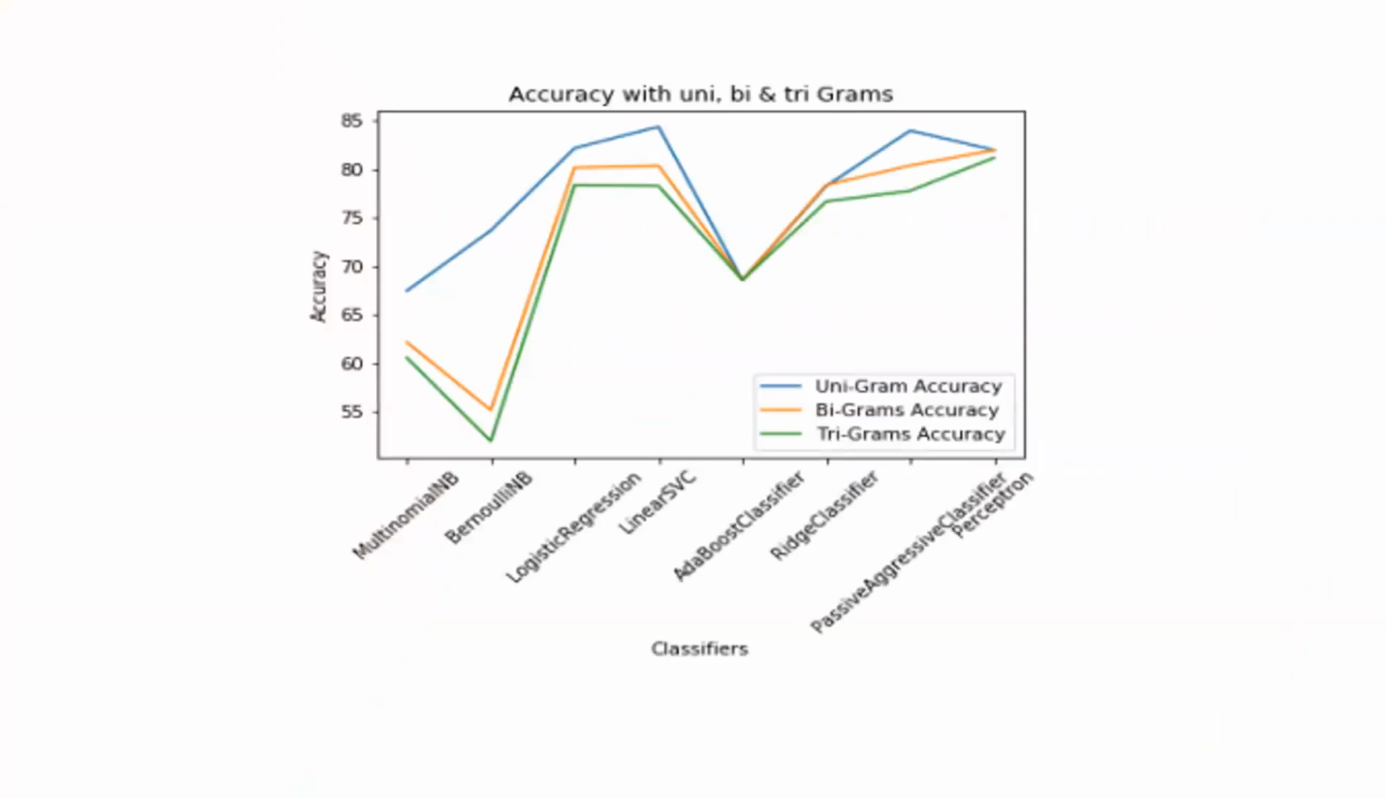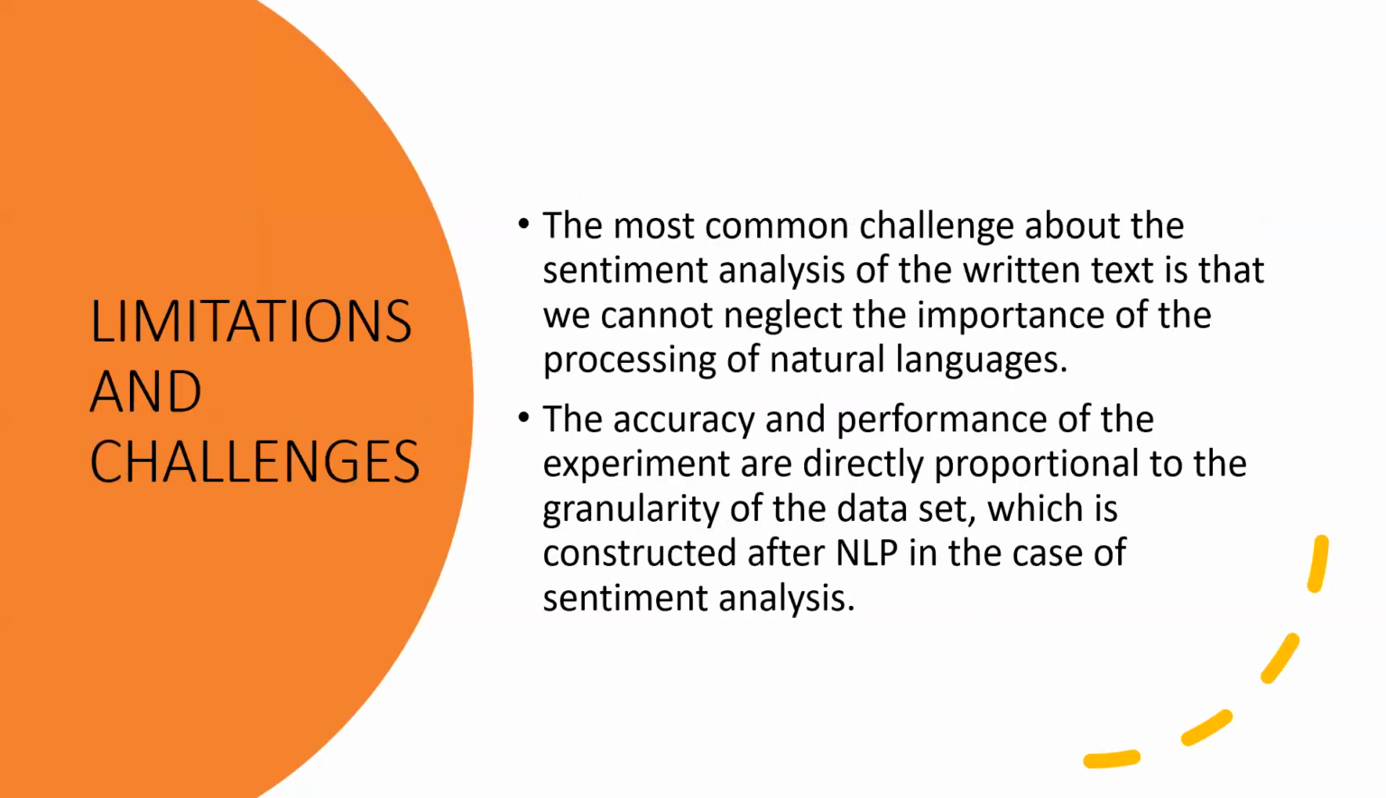This is the accuracy with unigrams, bigrams, and trigrams. Let's have a look. Classifiers. This shows how much accuracy all the classifiers are giving. Based on this, you can declare your model. Furthermore, you can declare your algorithm classifier for your model.